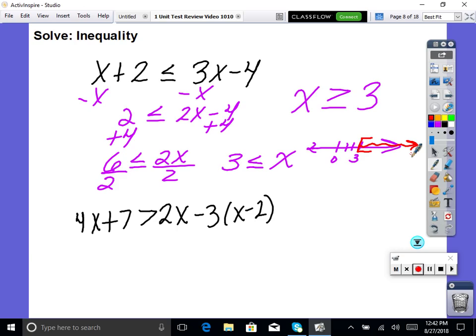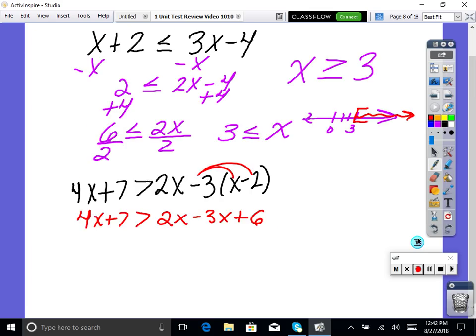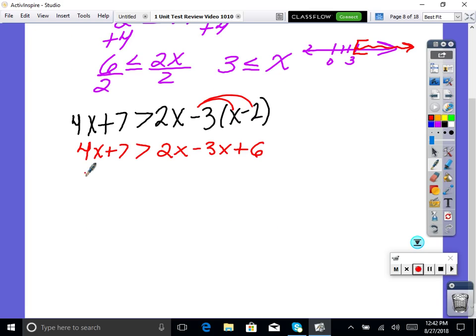All right, right here we have same idea. So we got to distribute negative 3 in, not making an error. So minus 3x plus 6. Put your x's together, combine like terms. So we have 4x plus 7 is greater than, combine these, negative x plus 6. Put your x's together, so I'm going to add x.